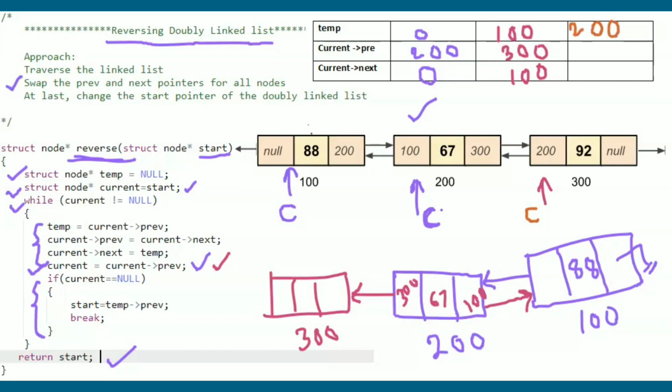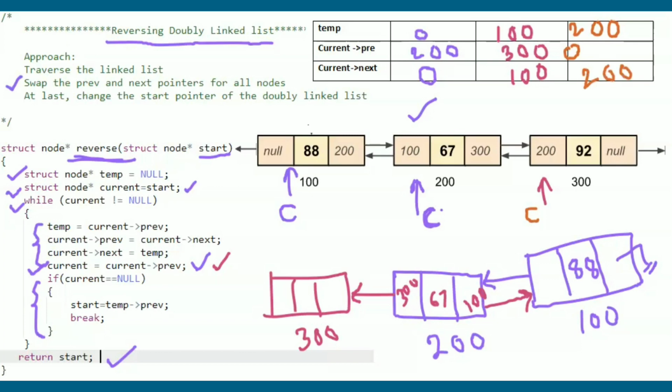After that, current previous is updated with current next value. So current next value is null, that is nothing but 0. And current next equal to temp. So current next value is updated with the temp value, that is nothing but 200.